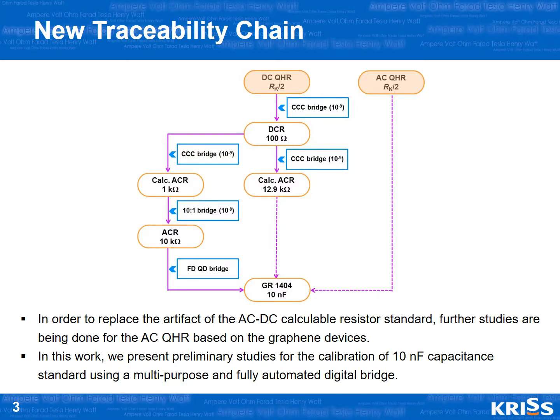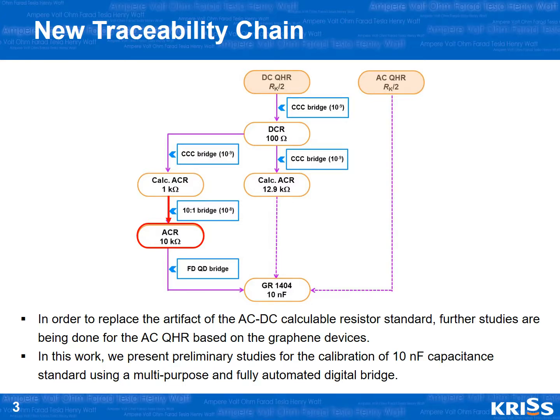Here, in the new traceability chain, you can see that the primary standard of the DC quantum Hall resistance is used to calibrate the AC to DC calculable 1 kilo-ohm resistor using a CCC bridge. Based on the DC resistance value of the 1 kilo-ohm resistor, which has a calculable frequency performance, the AC resistance value of the 10 kilo-ohm resistor standard is calibrated using the 10:1 ratio bridge at 1.541 kHz.